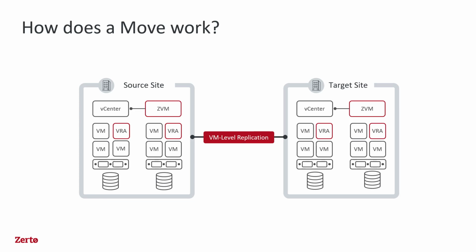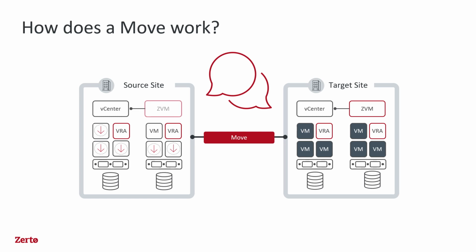The move operation allows you to easily migrate a VPG to a peer site. A move operation is useful when you would like to move a VM or VPG to a peer site and use the very latest copy of the data. It is similar to a live failover, except it involves a graceful shutdown of the VMs in order to grab the most up-to-date copy of data.